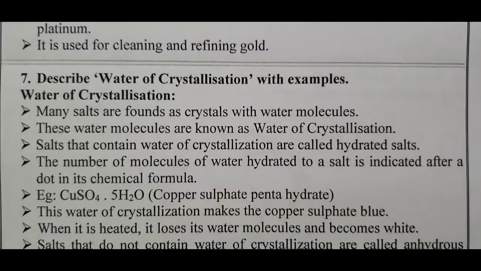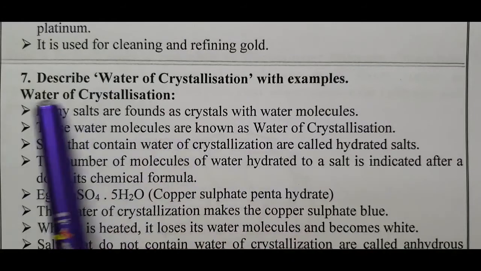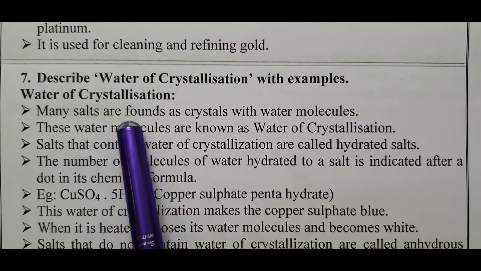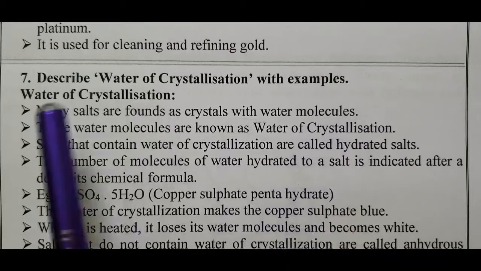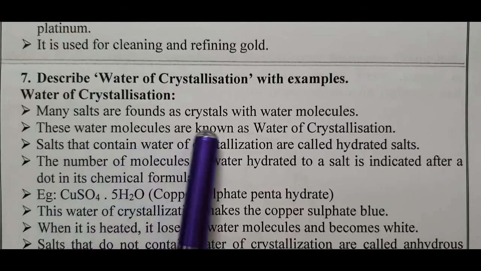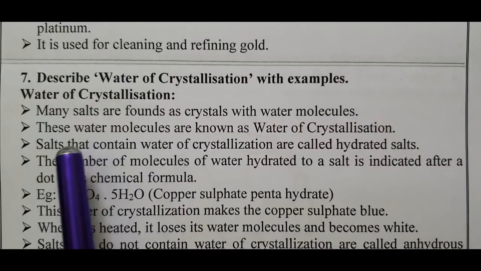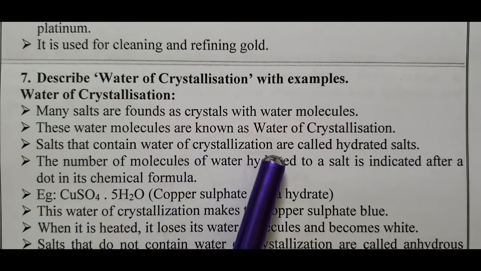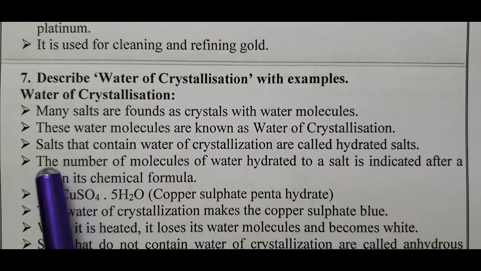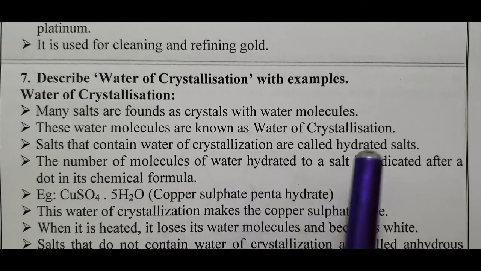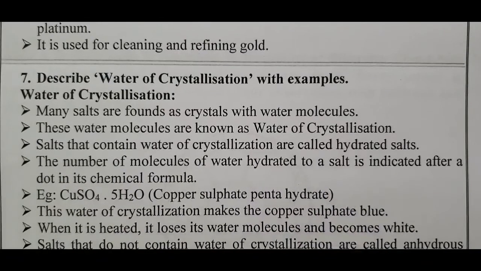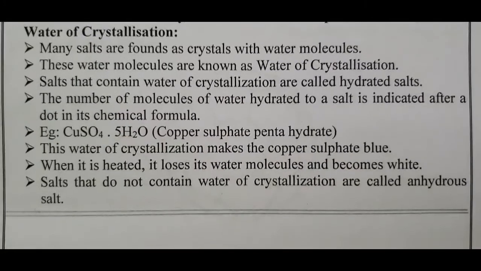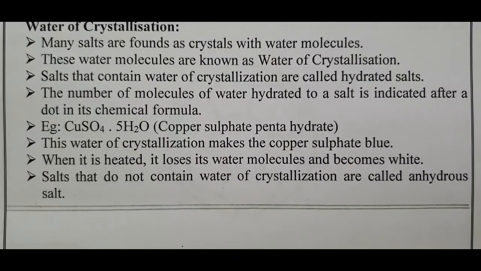Describe water of crystallization with examples. Many salts are found as crystals with water molecules. These water molecules are known as water of crystallization. Salts that contain water of crystallization are called hydrated salts. The number of molecules of water hydrated to a salt is indicated after a dot in its chemical formula. Example, copper sulfate dot pentahydrate, 5H2O. Penta is the prefix used to indicate 5, hydra means water molecule.